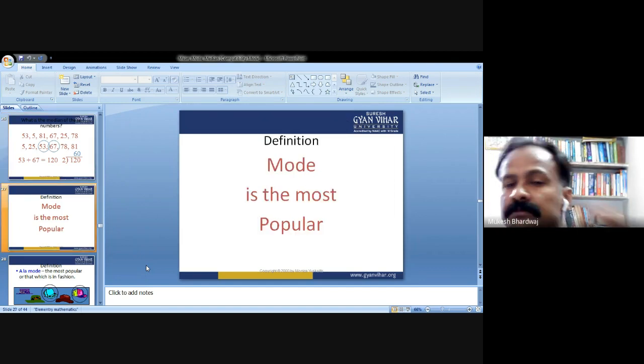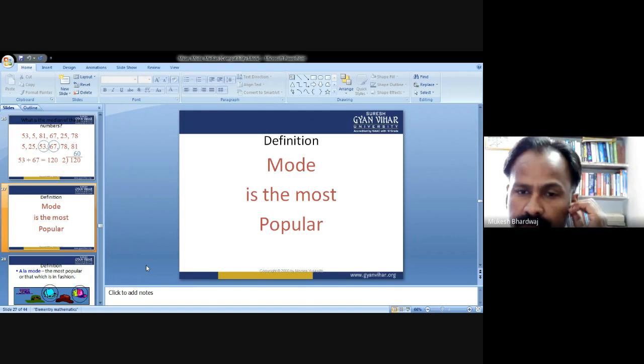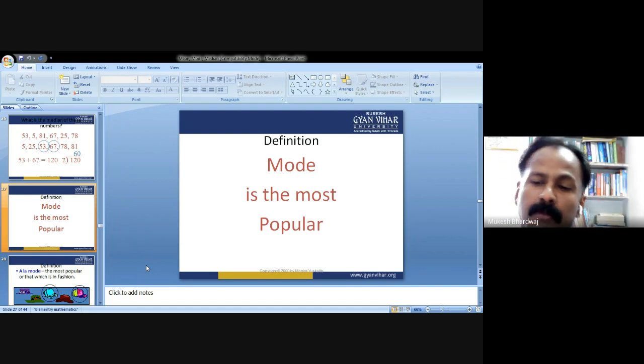Now, the next topic is mode. Mean, median, mode, and range. The third one is mode. So what do you mean by the mode? The definition says that mode is the most popular. Mode is the most popular. What do you mean by this most popular?